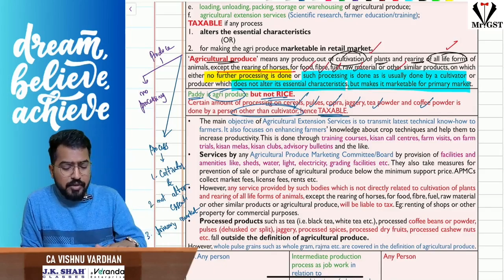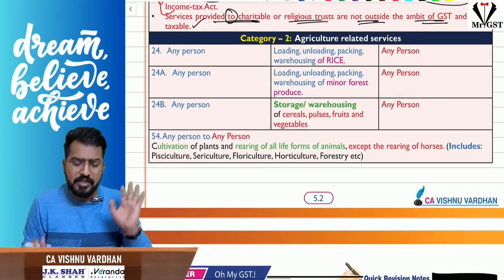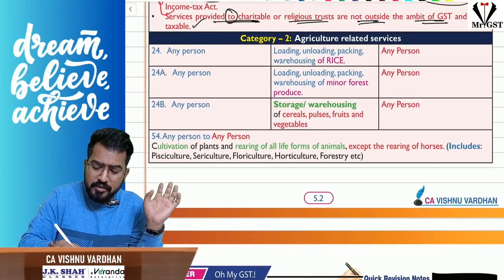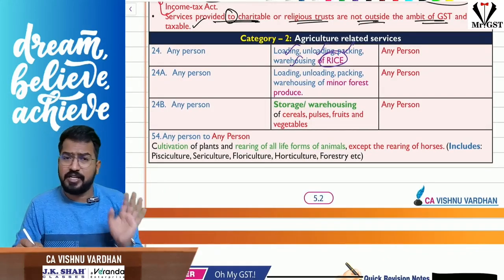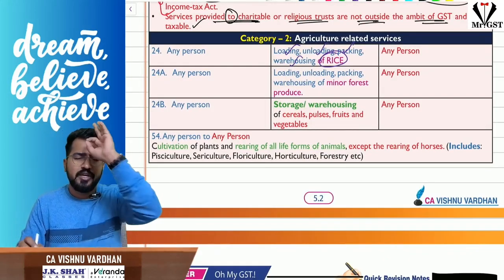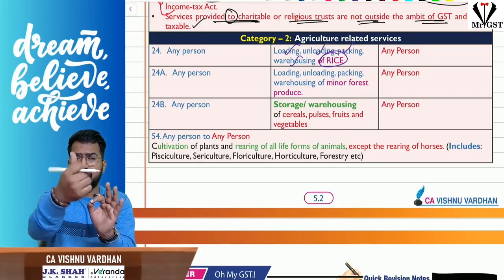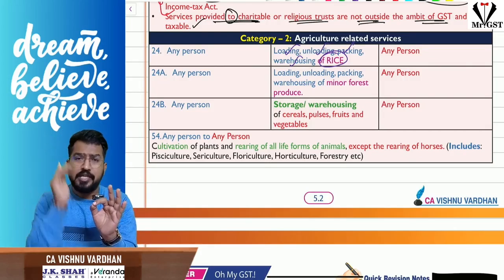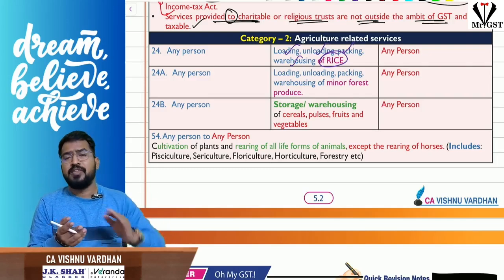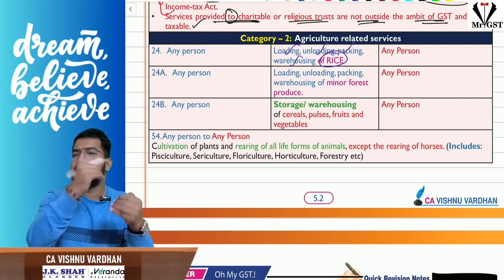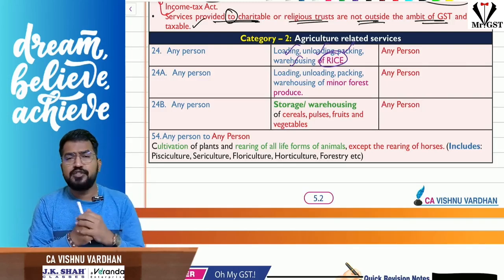Okay, so now keeping this in the background, coming to agriculture related activities: loading, unloading, packing, warehousing of rice. For rice, a separate entry is there because rice is not an agricultural produce, as we have understood from the definition. It should be produced out of land, and if any further processing is done on that, it is not an agricultural produce, unless the processing is done by the cultivator. Sir, paddy you produce from the land and then you take it to the rice mill. Some person other than the cultivator will do some process on that. So obviously rice is not an agricultural produce.